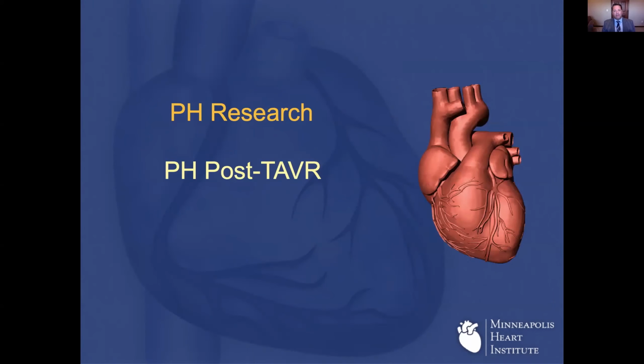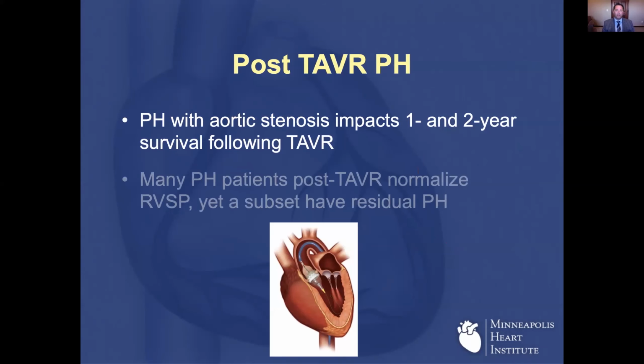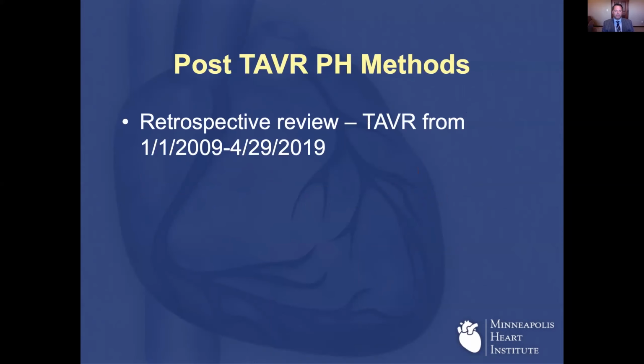So when we dive into the other research project that I was working on, looking at patients who underwent TAVR, we know that patients with aortic stenosis, when they have pulmonary hypertension, it can impact their 1 and 2 year survival, and that many patients, despite having the TAVR, don't normalize their right ventricular systolic pressure or PA pressure. And so we did a retrospective review through the Minneapolis Heart Institute Foundation Research Internship Program, looking at patients who underwent TAVR between 1/1/2009 and 4/29/2019.